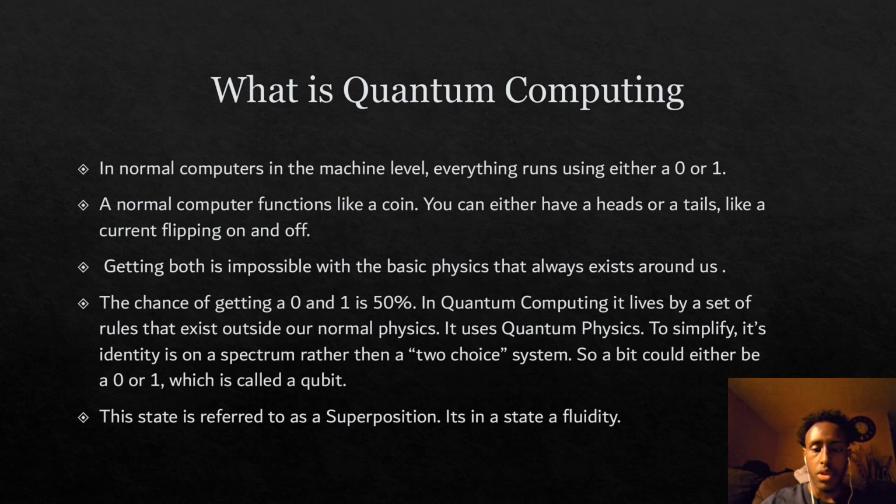In quantum computing, it lives by a set of rules that exist outside our normal physics. It uses quantum physics. To simplify, its identity is on a spectrum rather than a two-choice system. So a bit can either be a 0 or 1, which is called a qubit. This state is referred to as a superposition. It's in a state of fluidity. So really just imagine a coin that's spinning nonstop that never falls.